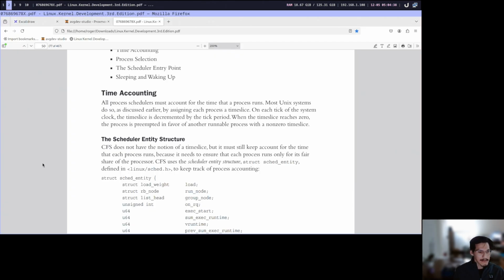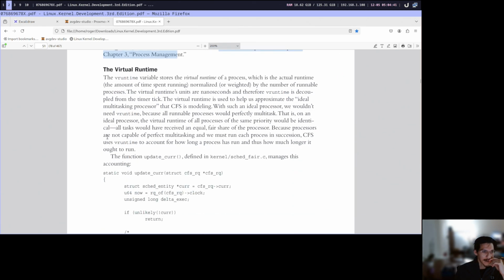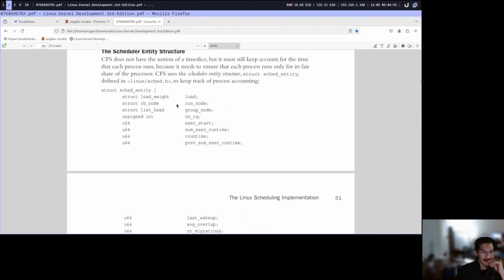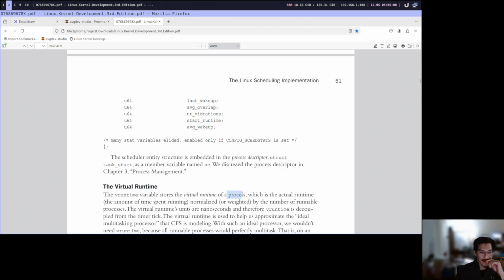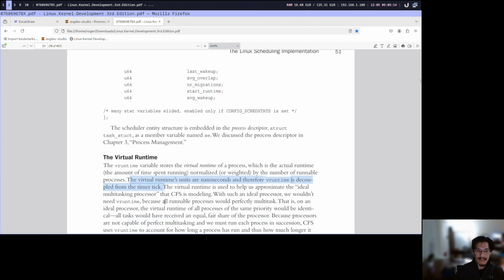Okay, so fair. So the virtual runtime, the v runtime variable stores the virtual runtime of the process, which is the actual runtime, the amount of time spent running, normalized or weighted by the number of runnable processes. Wait, v runtime, is that somewhere here? Ah, right here. So this is the time. The virtual runtime's units are nanoseconds, and therefore v runtime is decoupled from the timer tick. So different from the timer tick.